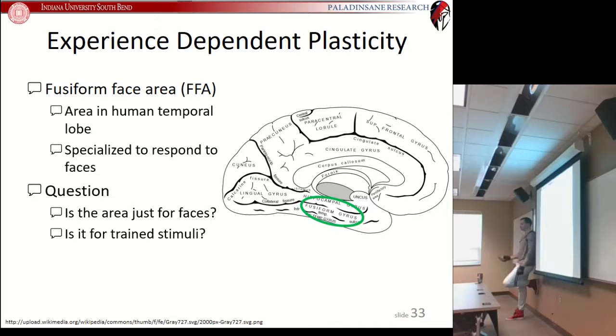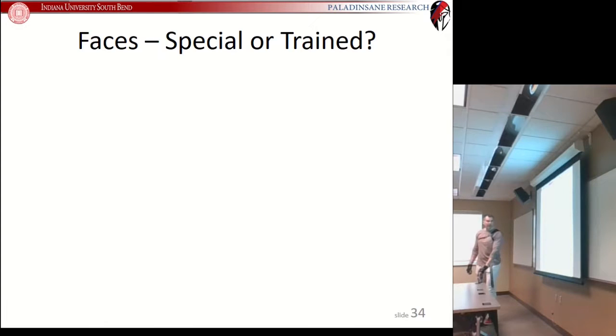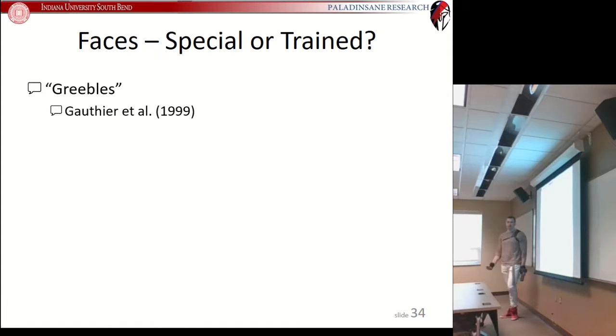You know if it's just human faces that this area of the brain responds to, or is it anything that has a face, like animals? We are going to get to that in just a moment, but that is one of the questions. So is it specialized for human faces, or is it for other faces, or is it for other trained stimuli, things that you can become trained on? Let's take a look at how they attempted to answer this question.